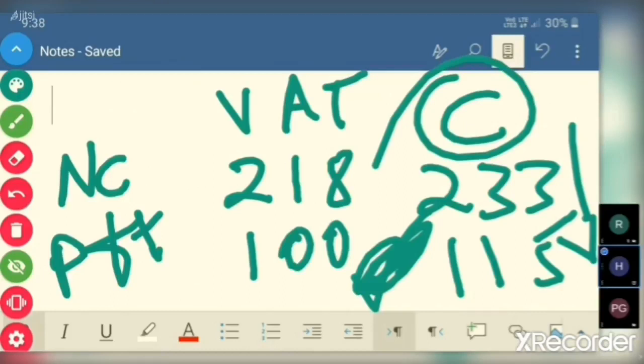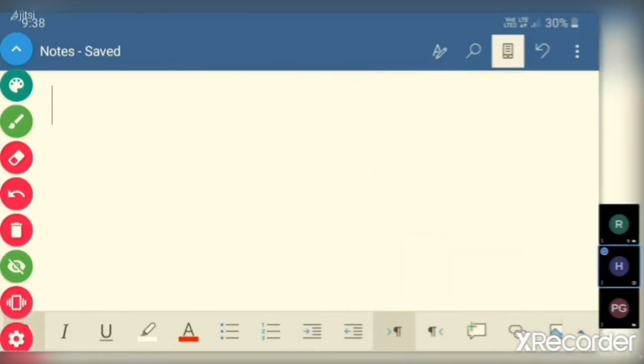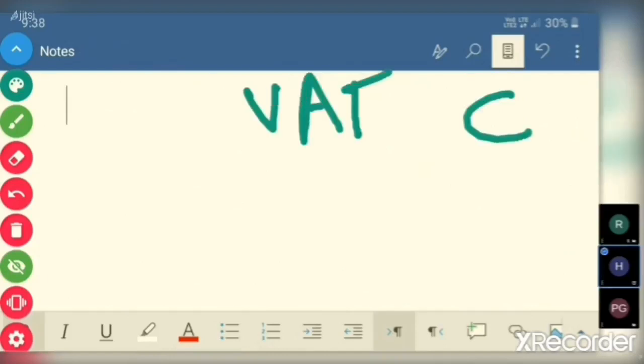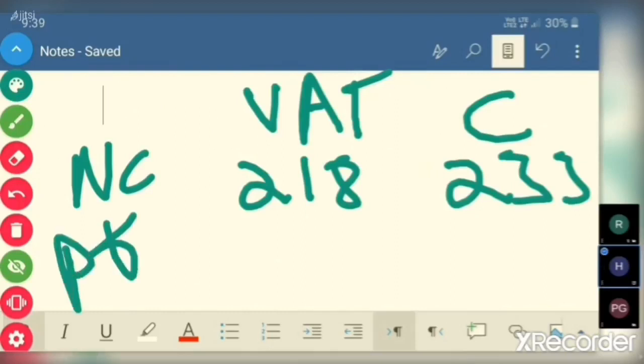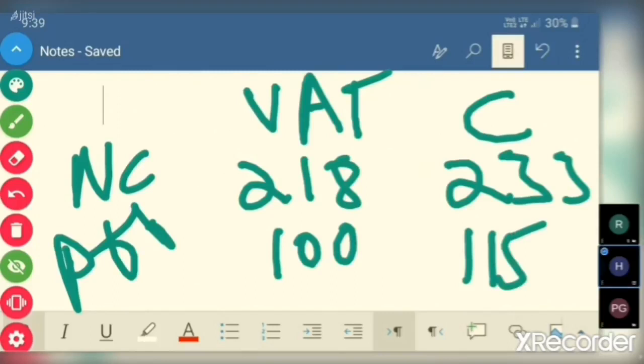So net cash available under VAT concept is 218. Composite scheme, it is 233. VAT concept, it is 218. Composite scheme, it is 233. Profit, it is 100 under VAT scheme. Under composite scheme, it is 115. So for a small scale trader, it is beneficial to go with composite scheme.